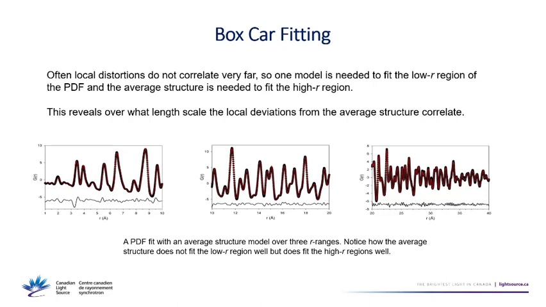Or maybe they're forming clusters of like 4 or 5 unit cells that all have that displacement in the same direction. And then it would fit up to higher R. So you can tell when the average structure starts fitting, that shows when the short-range correlations disappear.